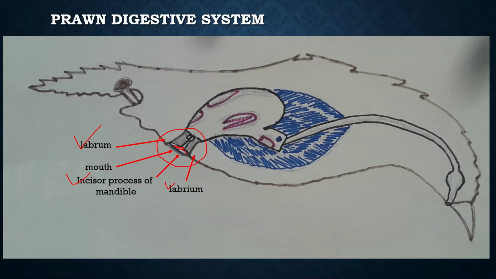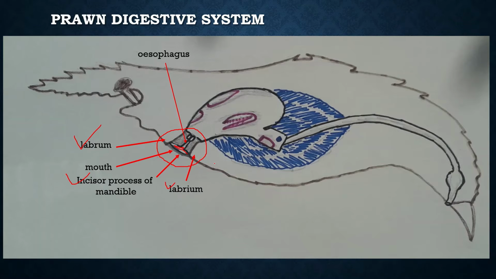This buccal cavity is anteroposteriorly compressed with a thick cuticular lining, which is irregularly folded internally. It has the molar process of the mandibles, which is useful to crush the food between them. Then the buccal cavity leads into a tube-like structure called the esophagus.